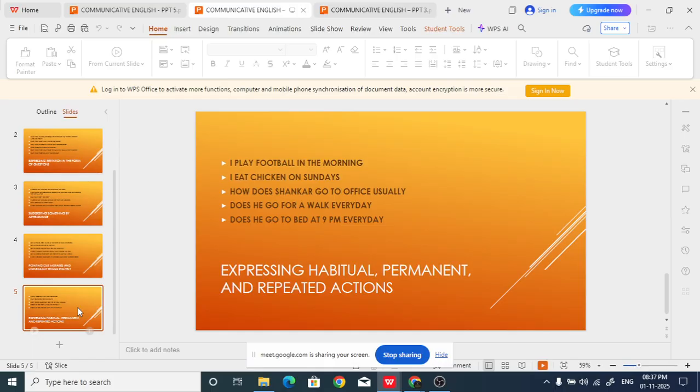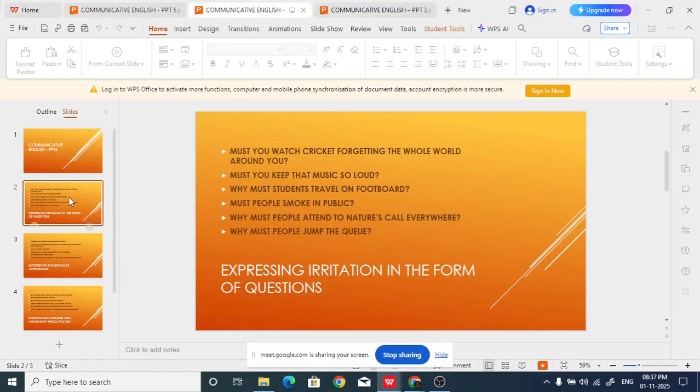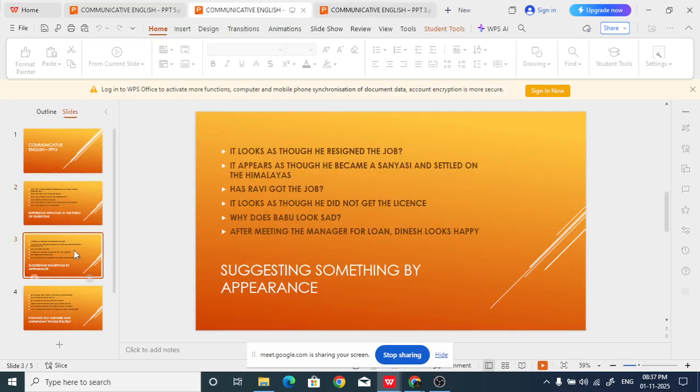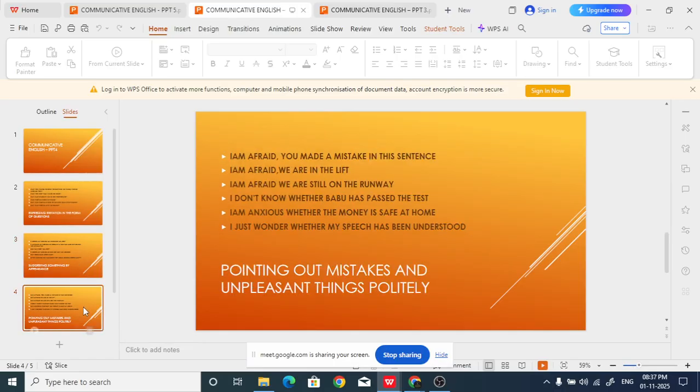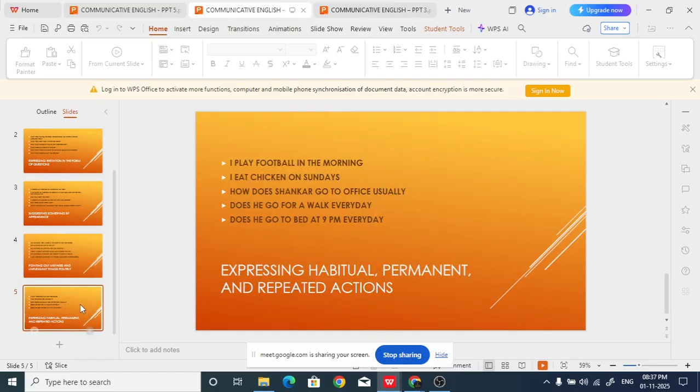Okay. So I think with this we'll close. We'll see what all we have seen. One is how to express irritation in the form of a question: Must you? Why must you? Then the other one is suggesting something by appearance: it looks as though. The 'as though' is the main thing. Next, pointing out mistakes: I am afraid. This is the way you should start your sentence, particularly while speaking. Next, using simple present tense for something which is regularly happening.